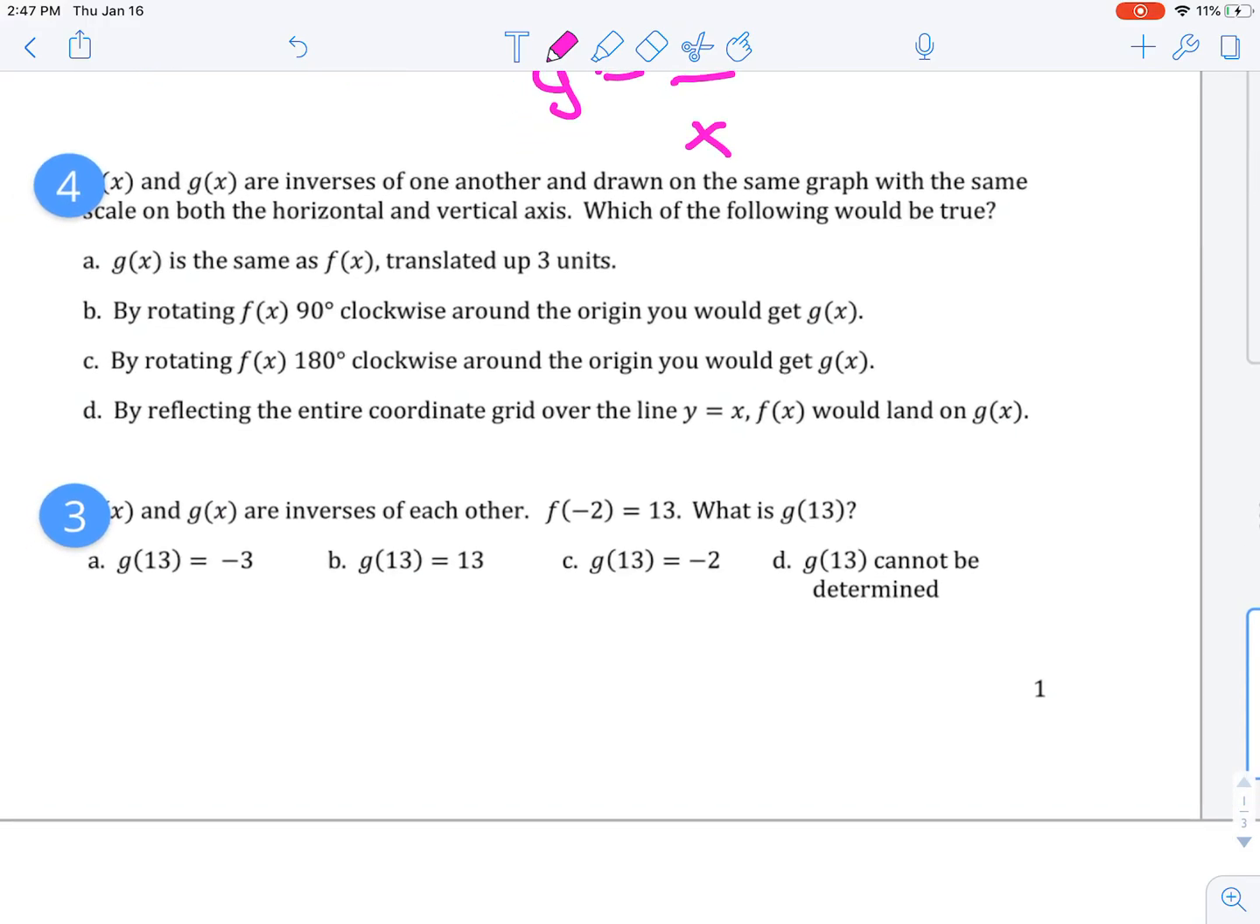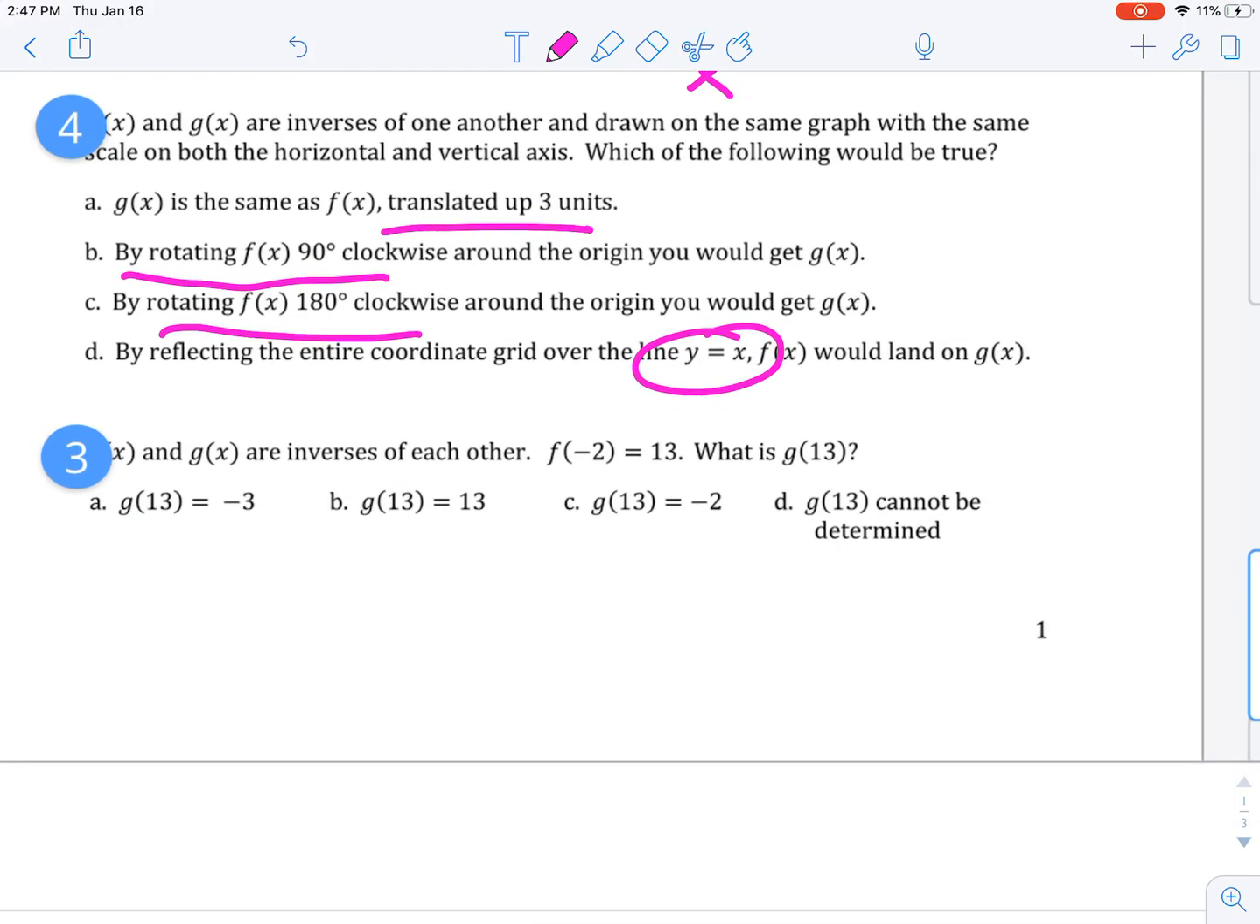Okay, f of x and g of x are inverses of one another and drawn on the same graph with the same scale on both horizontal and vertical axes. Which of the following would be true? Okay, if they are inverses of each other, translated up 3 wouldn't make sense, nor would rotations, but a reflection over y equals x is definitely true, as we'll see later in the test or study guide.